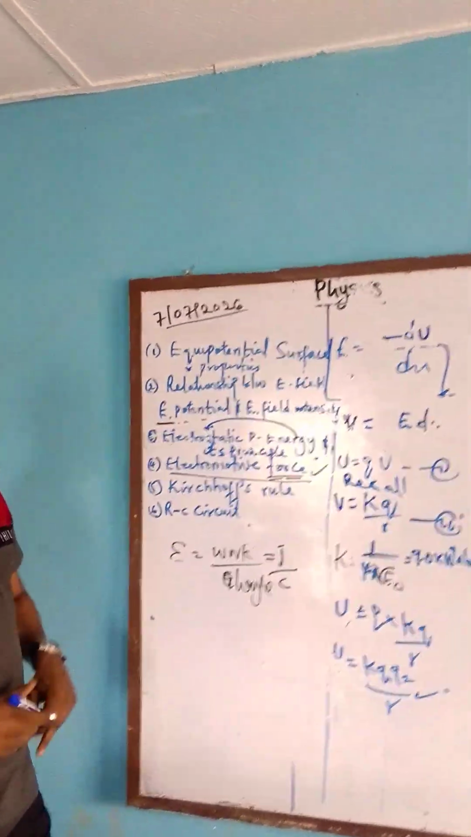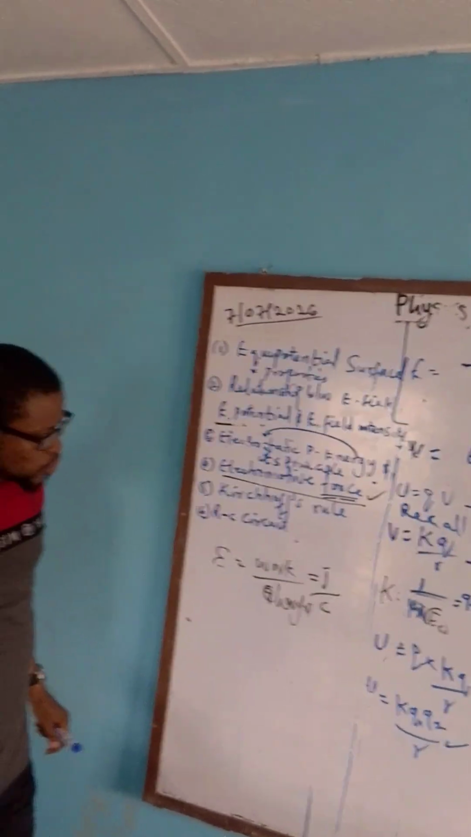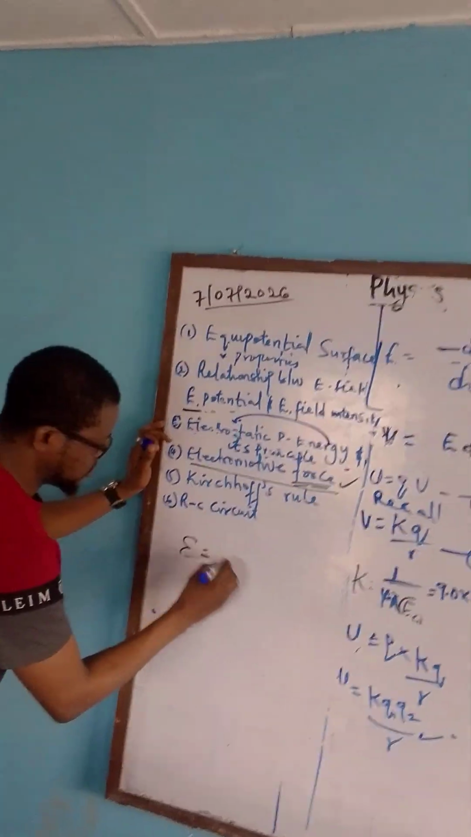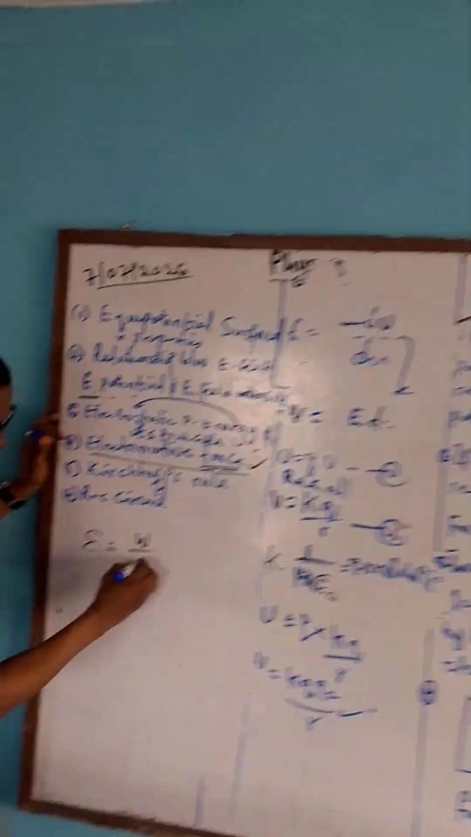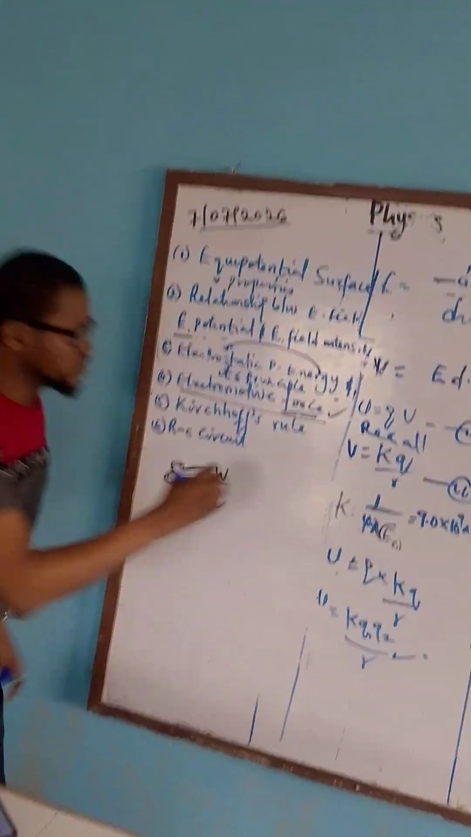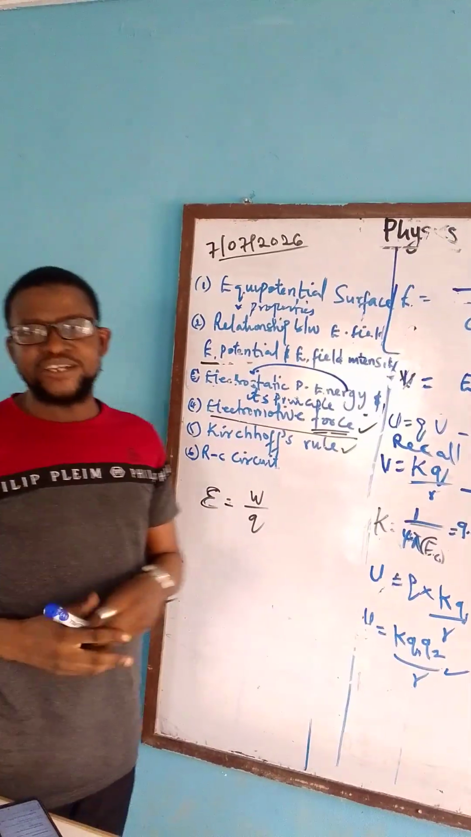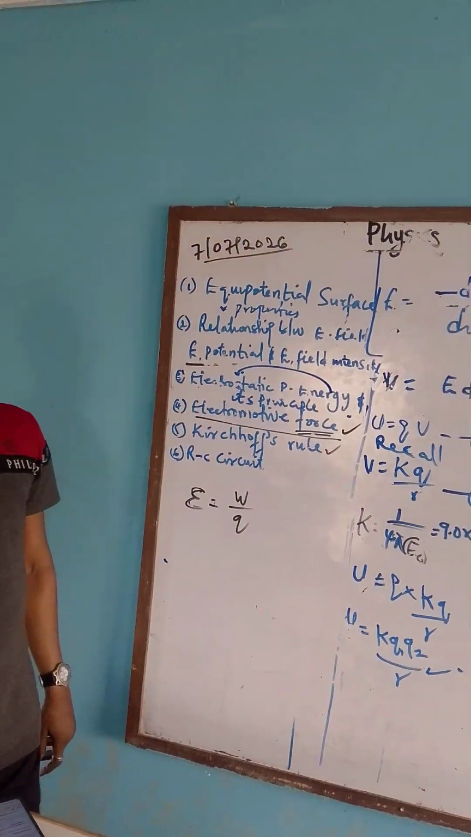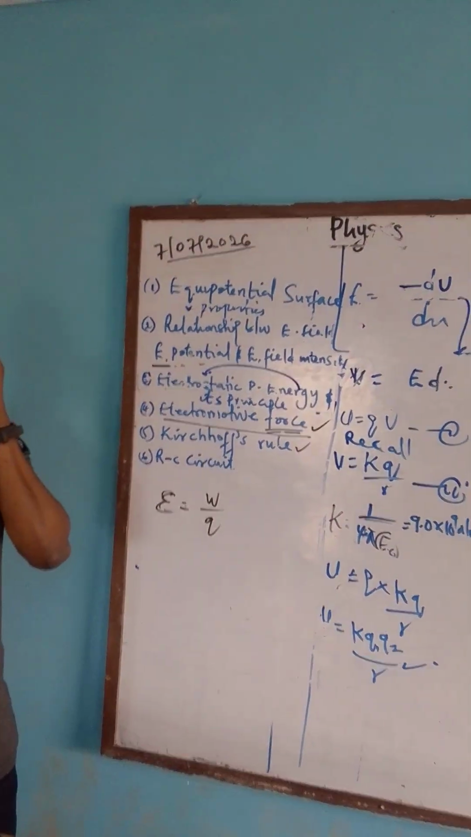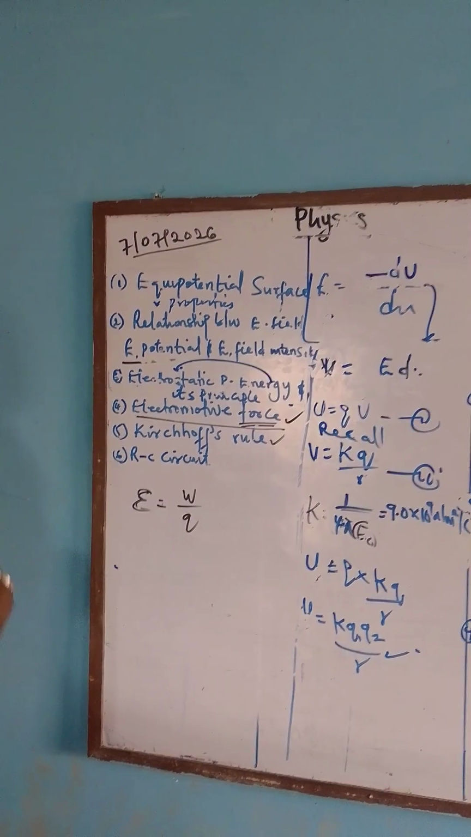Now let's go to Kirchhoff's rules. There are 2 rules for Kirchhoff. This is one of the formula we may need. So work done over charge. So leave that one too. So let's go to this now. There are 2 laws for Kirchhoff. One of them is called current law. It's also called junction law. And the other one is called voltage law. It's also called loop law. Those are the names. And it's a very simple law.